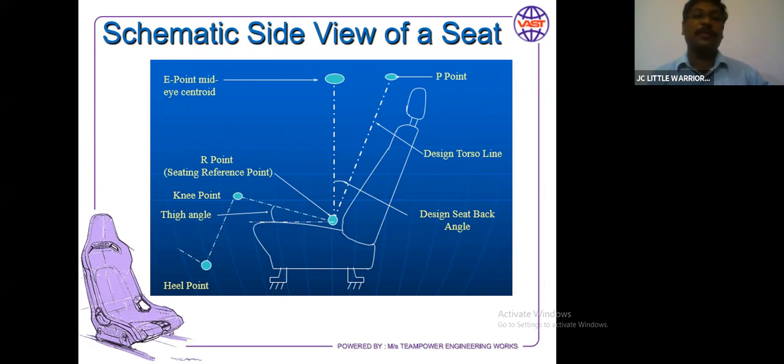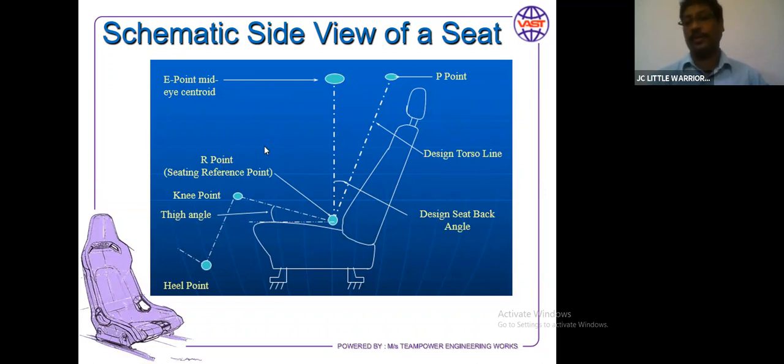Here you can see what is the E point or I centroid. This is the E point, and this is the P point, 98 mm behind the E point. And the R point. So we discussed this E point and P point. So what is the R point?